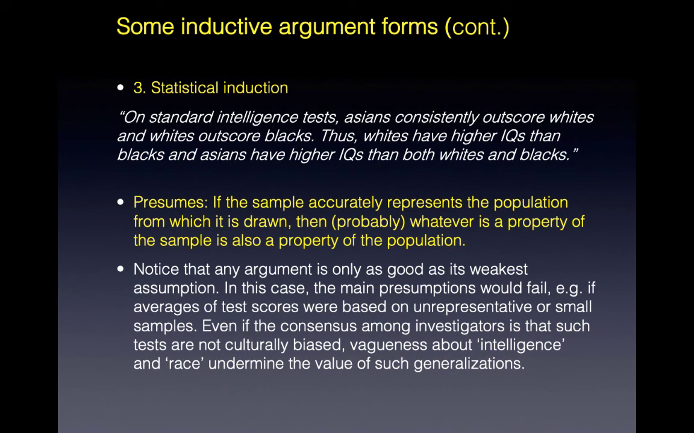from which you draw your generalization accurately represents the population. So the presumption is this: if the sample accurately represents the population from which it is drawn, then probably whatever is a property of the sample, those people surveyed, IQ tested, it's also going to be a property of the population. That's how statistics works. You go from a property of a sample, which is a subset of the whole population, and then say something you think useful about the entire population. Of course, it's not necessarily true. We all know that. But induction allows us to project, to draw conclusions which are not contained in the assumptions.